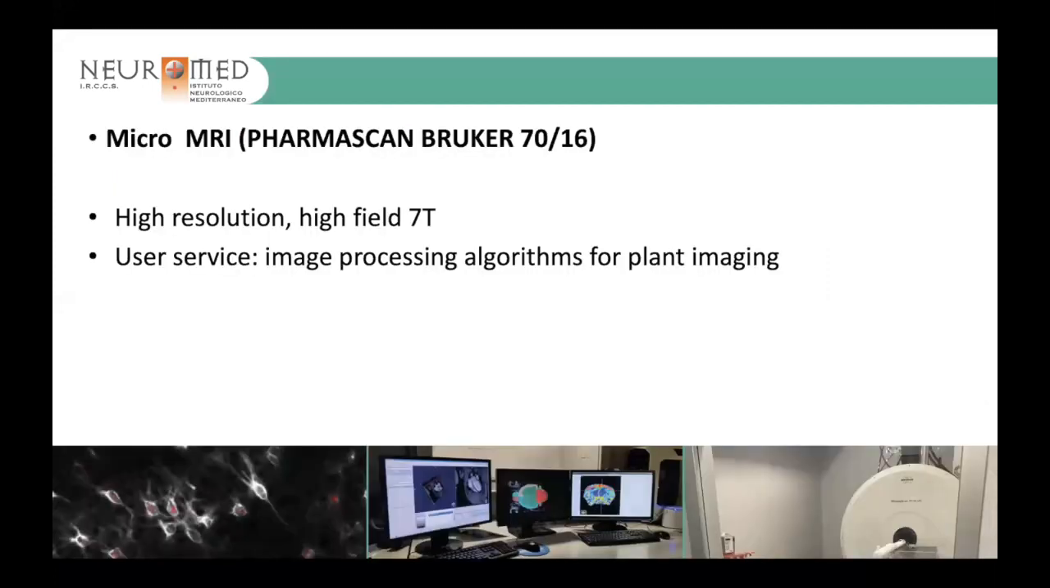We also have micro MRI, a 7 Tesla MRI, and there we also have image processing algorithms for plant imaging, in case, in addition to positron emission tomography, users like to do advanced MRI. Of course, the PET system also has micro CT, so we have micro CT imaging there.